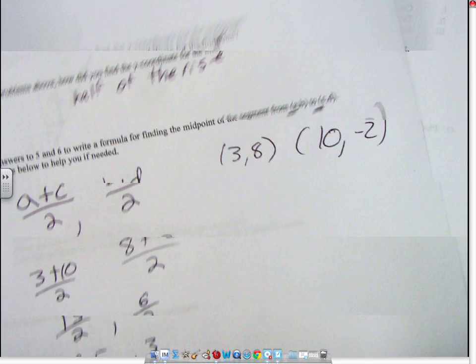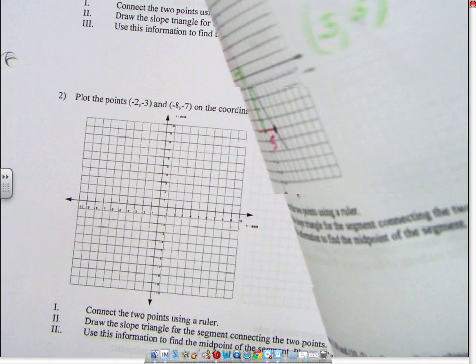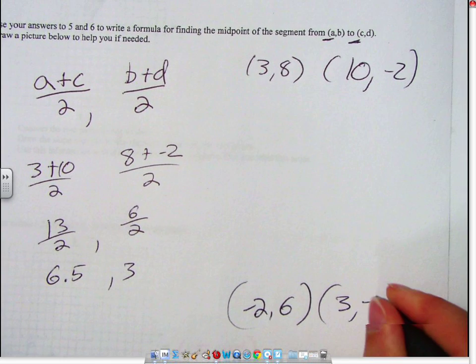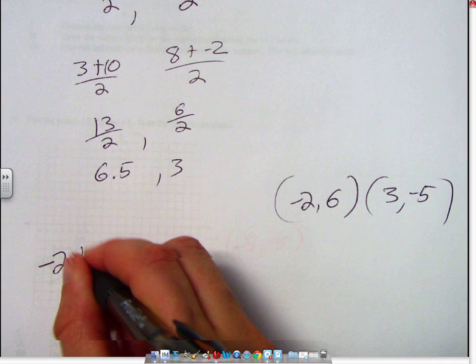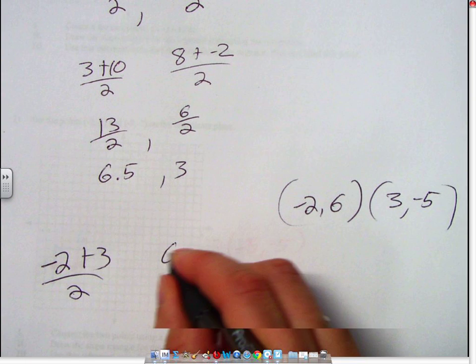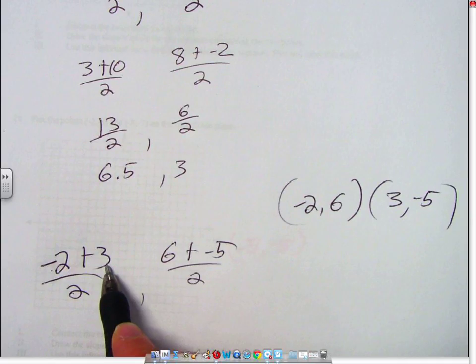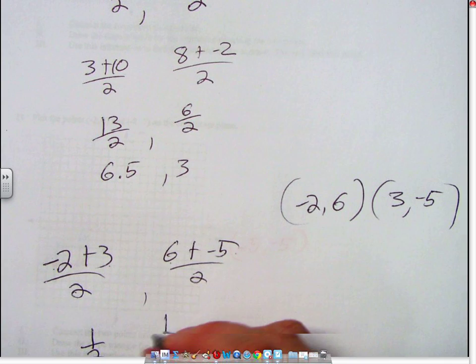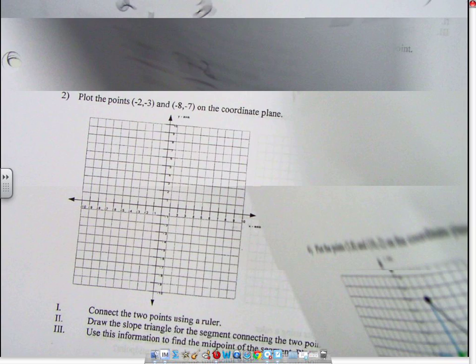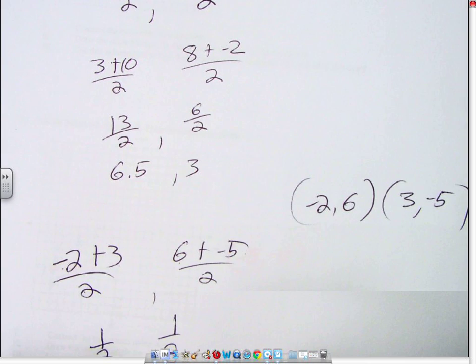Let's try number 3. Negative 2, 6. And 3, negative 5. Is this easier? It depends on what kind of person you are. So we're going to go negative 2 plus 3 over 2. And 6 plus negative 5 over 2. Negative 2 plus 3 is 1. So we get 1/2. 6 plus negative 5 is 1. So we get 1/2. Is that the correct answer for number 3? Yeah. Yes. 0.5 and 0.5, that's the same as 1/2. So this is our formula.